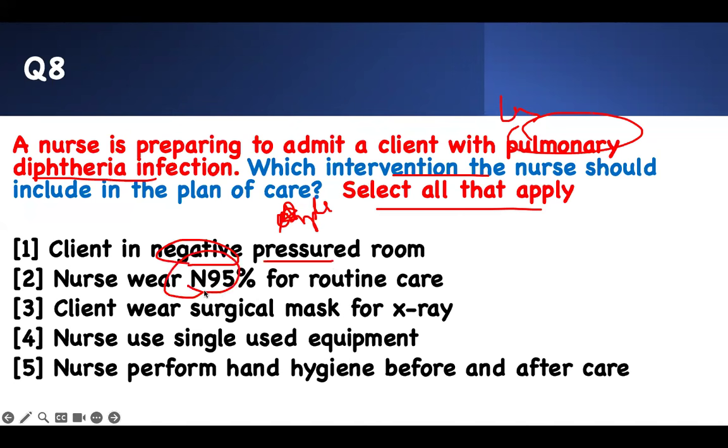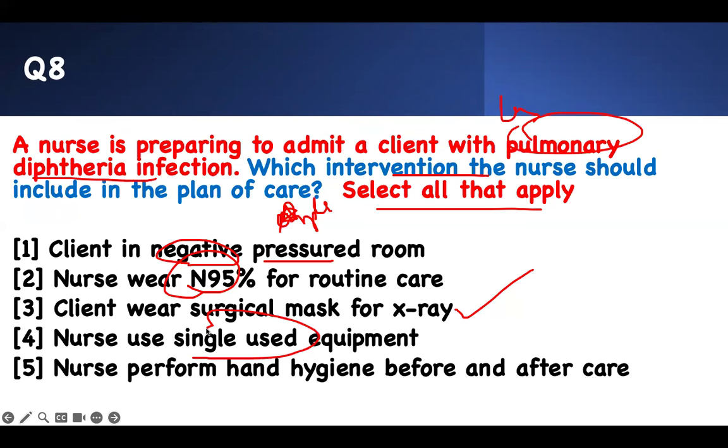I don't need N95. The client wears a surgical mask for X-ray. That's excellent. You don't need to use single-use equipment. Somebody will say, well, do I take one equipment for the adult patient room and go to the other room? For your board, when it's droplet, single-use equipment means they're talking about equipment that most of the time we use all the time. But if it's contact, we use single-use, like a gown, like a stethoscope. That is, you cannot use it on anybody anymore.